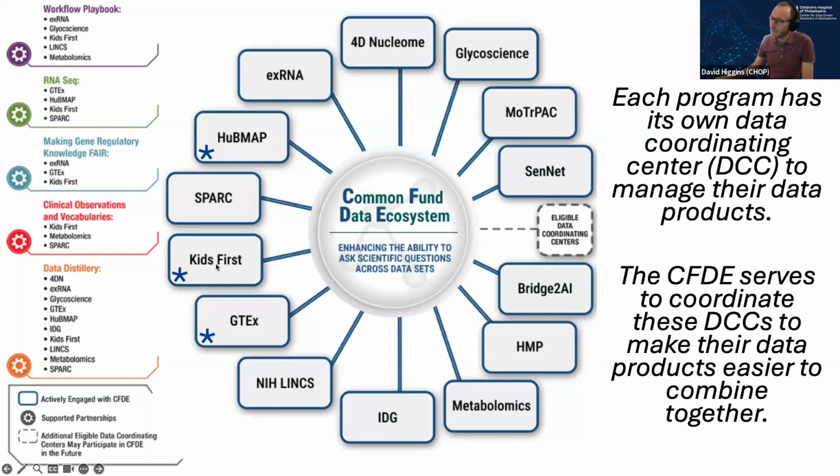So each of these programs, each of these little squares on the outside, is its own what's called Data Coordinating Center, or DCC. And so each DCC is kind of independent in that they're responsible for managing their own project, their own data products, and making that available to investigators as they might want to use it. So what the CFDE does is it serves as this coordinating center here in the middle to help coordinate all these different DCCs to make their data products easier to recombine together. And so that's what we're going to be showing here in our workshop on Wednesday and Thursday.